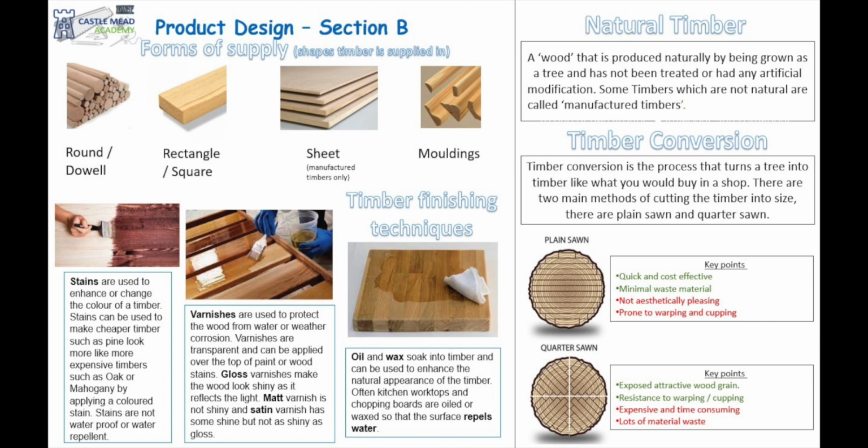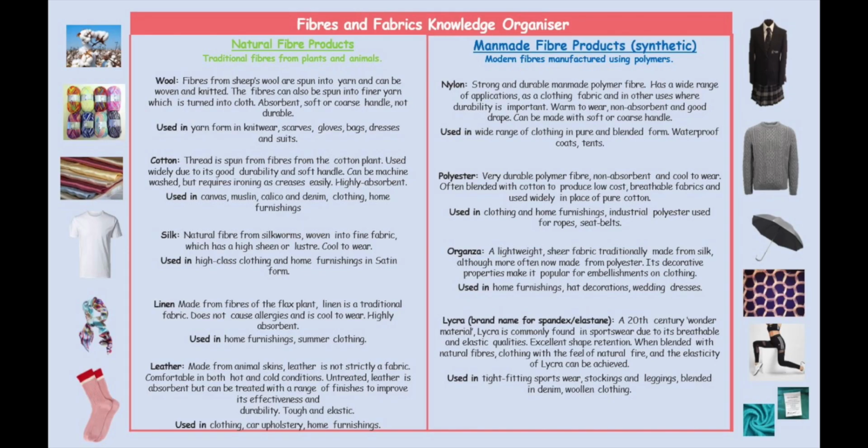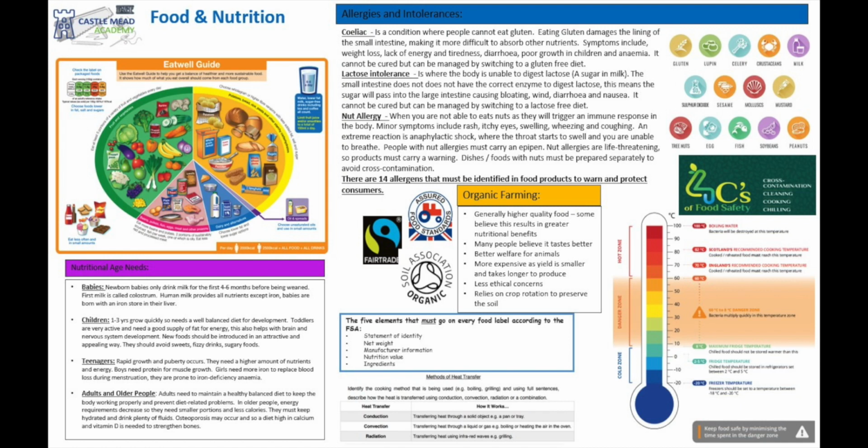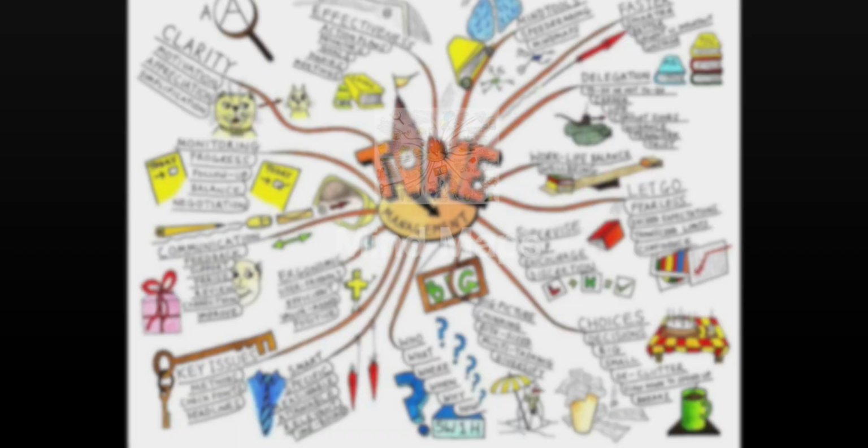So whether you are currently studying the DT product design rotation, the textiles rotation, or the food and nutrition rotation, you will have been provided with a knowledge organiser, and these can be used to tell you the information and the knowledge that you need to know for your upcoming assessment. Not all of the information detailed on the knowledge organiser will be covered in the assessment, but all information could be covered in the assessment.